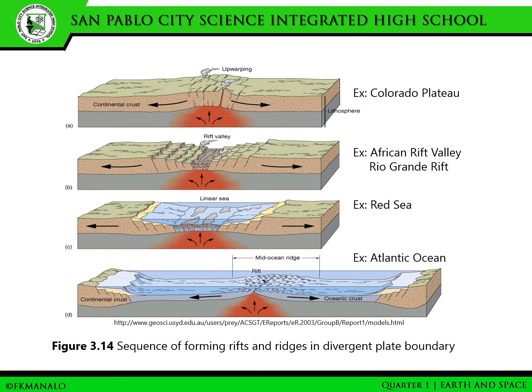Example, Colorado Plateau. As spreading continues, a rift valley, which is a lowland region found both on land and at the bottom of the ocean, is formed. Example, African Rift Valley and Rio Grande Rift. Then as spreading continues, the rift valley is filled with water, forming a linear sea or narrow sea. Example, Red Sea.